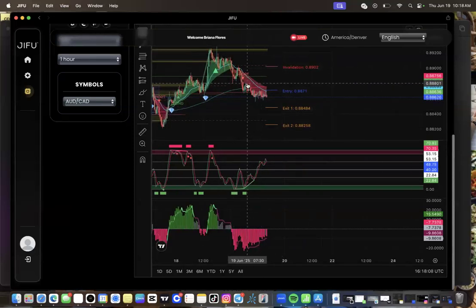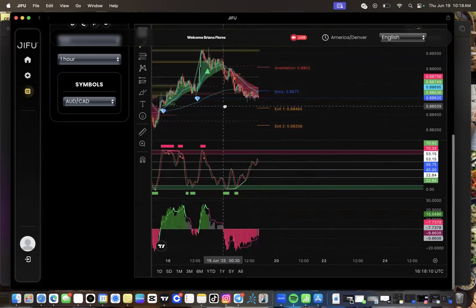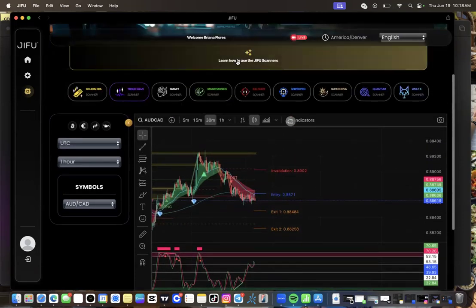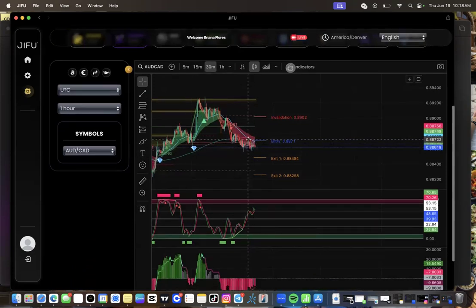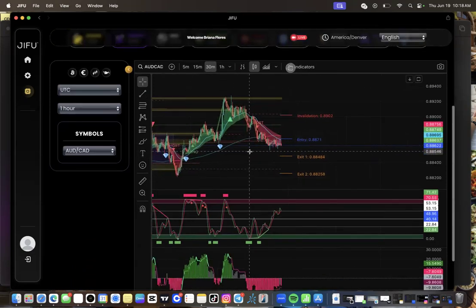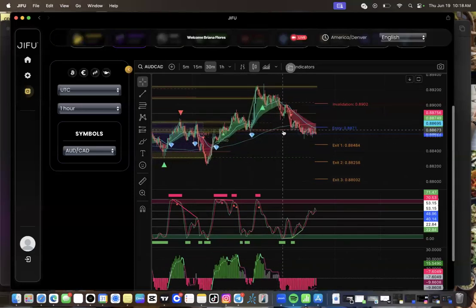We have the EMA touch. We got the red cloud above. Again, if you don't know what I'm talking about, please watch the learn how to read the Jifu scanners video. Anyway, so it is hitting the EMA. It does have a red cloud above it. It is hitting one of these red lines right here. You guys can see this red line right there.